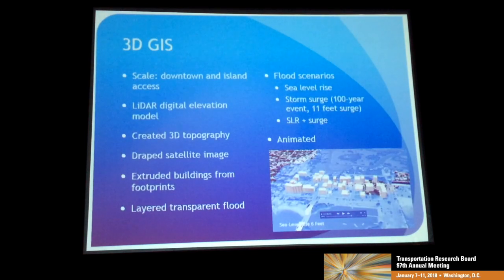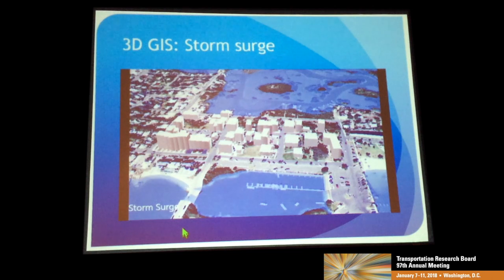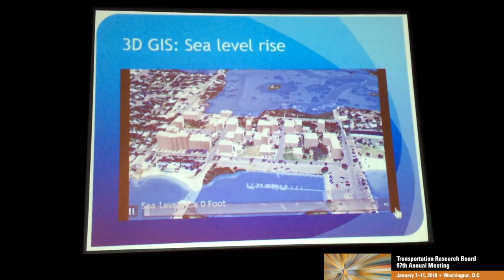So the first method we used was 2D, which I'm skipping. The first 3D one is a 3D GIS. We used a number of layers. We used LiDAR to build the terrain, overlaid additional layers, and extracted the buildings on top of it. And then we overlaid various sea level rise scenarios ranging from 0 foot, gradually increasing to 1 foot, 2 feet, 3 feet, up to 6 feet.